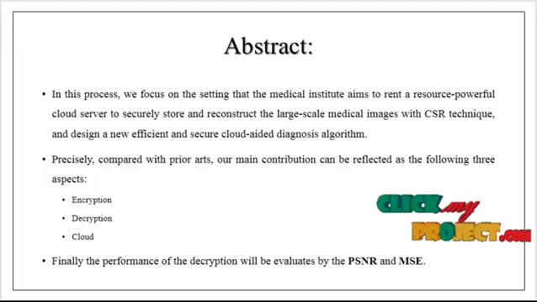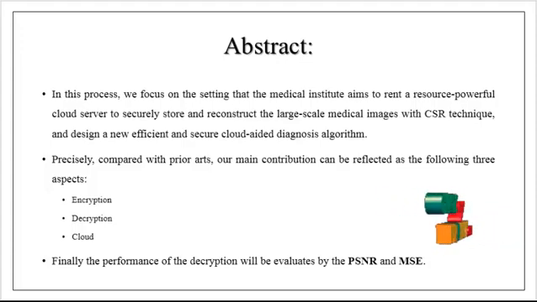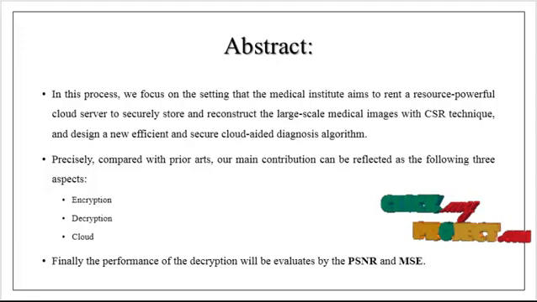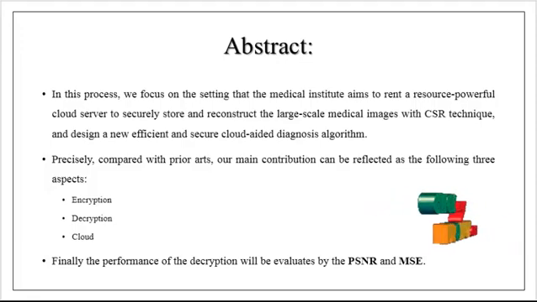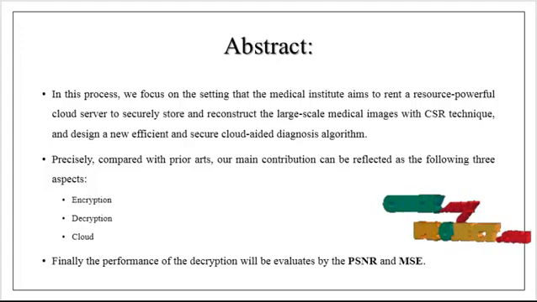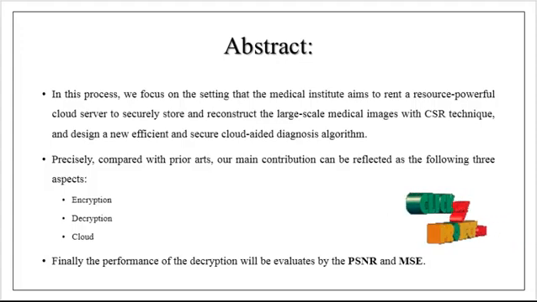Precisely, compared with the prior arts, our main contribution can be reflected in the following three aspects, based on the stages like the encryption stage, the decryption stage, followed by the cloud storage. Finally, the performance of the decryption will be evaluated by performance parameters like PSNR and MSE, that means the peak signal to noise ratio and mean square error. If the mean square error is very low, the error rate will be low, hence the data retrieval will be high. So in this part, we majorly consider cloud computing and efficient decryption to keep the data more secure.